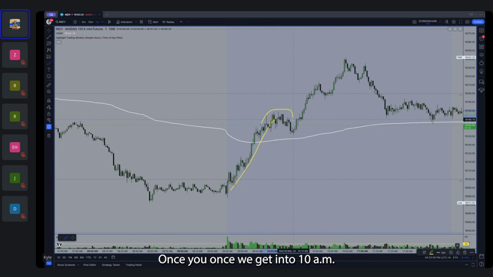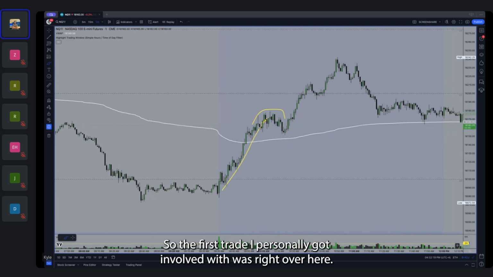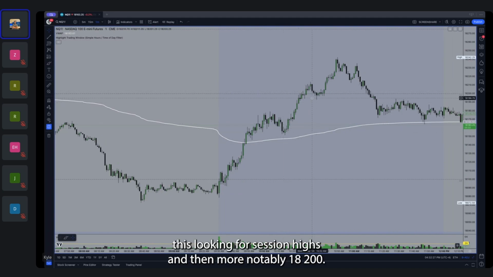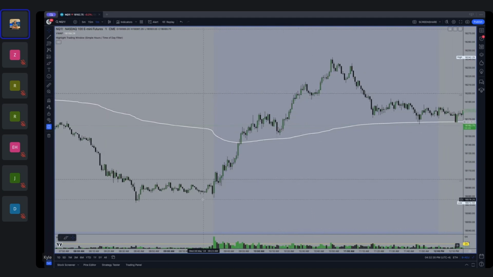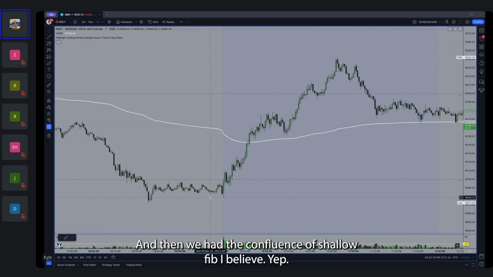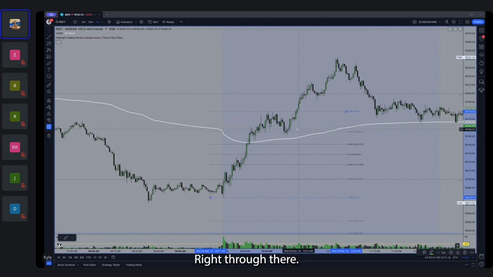Once we get into 10 a.m., you can start to see a little bit of rollover, right? But sellers just not really present. To me, this action just looks like profit taking rather than any real sellers stepping in. So the first trade I personally got involved with was right over here. I posted the executions in this, looking for session highs, and then more notably 18,200. I'm treating this like a pullback to VWAP pretty much, and then we had the confluence of a shallow fib, I believe. Yep, right through there. So that adds to the trade, and I'm past 10 a.m.